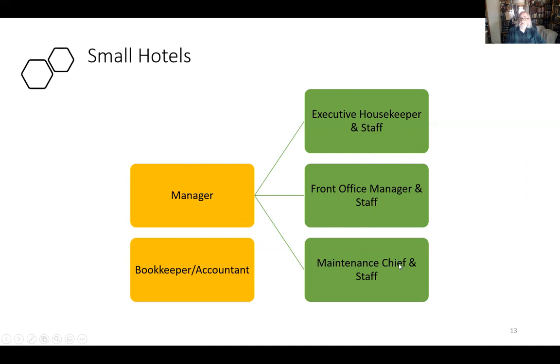And then of course, hotels of all sizes have to have maintenance, even if it's a one person department in a very small operation, a maintenance head, and then usually some staff. And then generally reporting to the manager, we're going to have a bookkeeper or an accountant. You're going to probably not outsource this sort of operation as much as you would in many other industries and sectors. And there's a real reason for that.